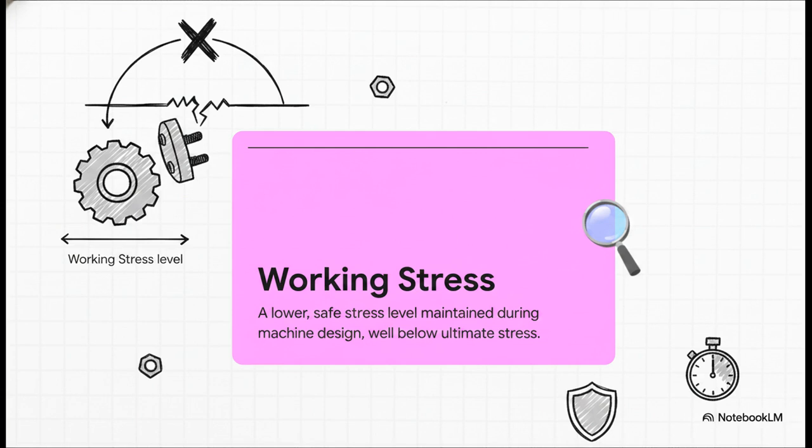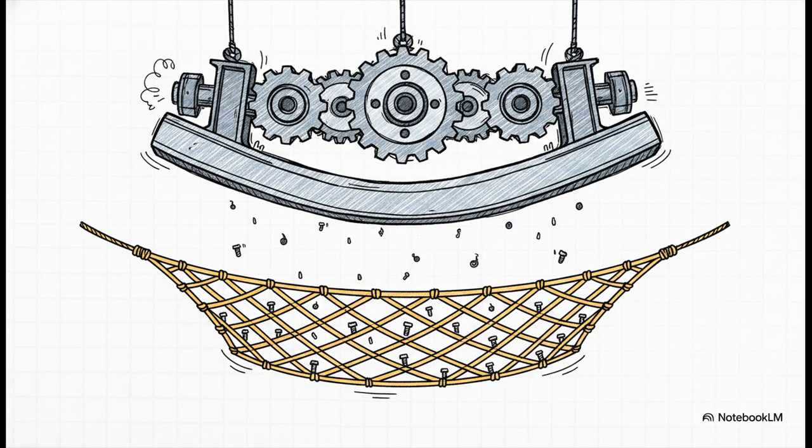Instead, we use what's called working stress. This is a deliberate, life-saving engineering decision. We purposely maintain a safe stress level that is significantly lower than the ultimate breaking point. It's basically the everyday load the part is designed to handle comfortably. So the crucial point is that the gap between that safe working stress and the ultimate breaking stress is determined by the factor of safety.